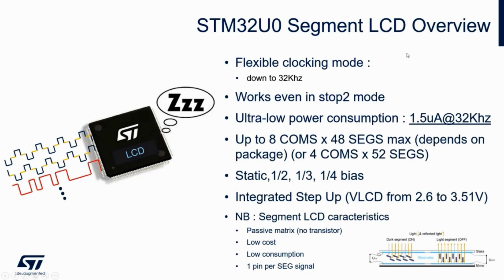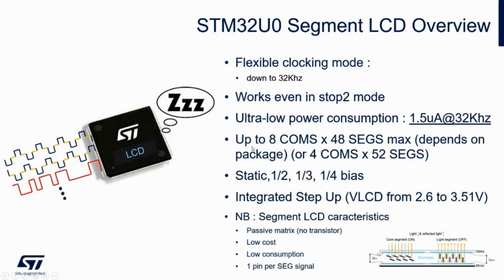It can be clocked by the 32 kilohertz, and you have seen that we were activating the 32 kilohertz as a clock source for the LCD in the clock tree of CubeMX. It can work even in Stop 2. This is why in the demo of Jeff, you were seeing that the luminosity of the photovoltaic panel was still displayed even if the core was in Stop 2. It has an ultra low power consumption, approximately 1.5 microamp at 32 kilohertz.